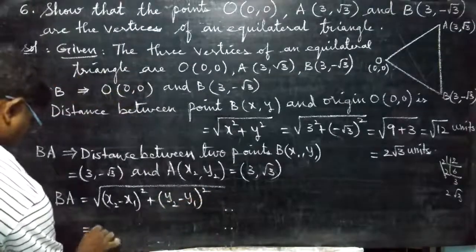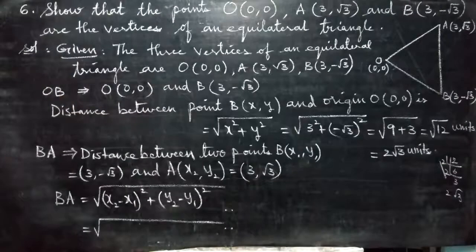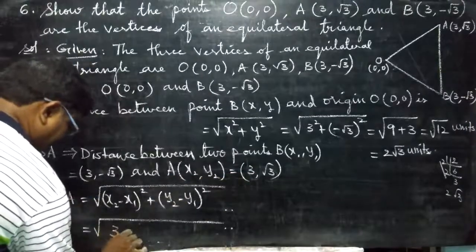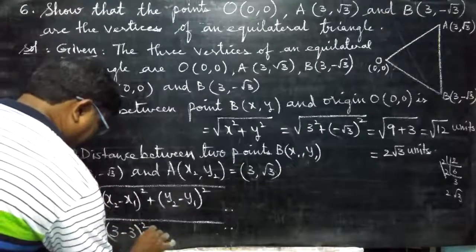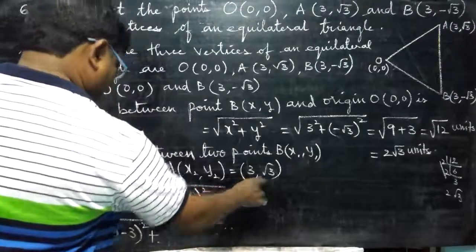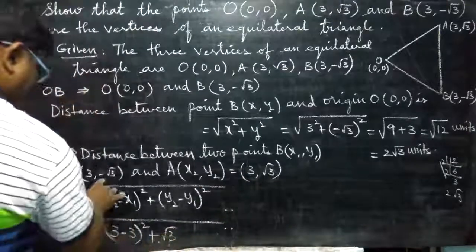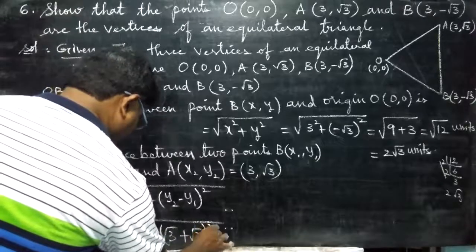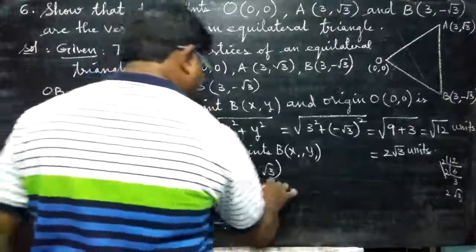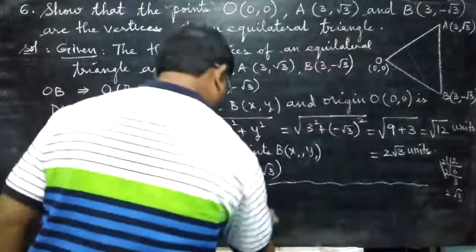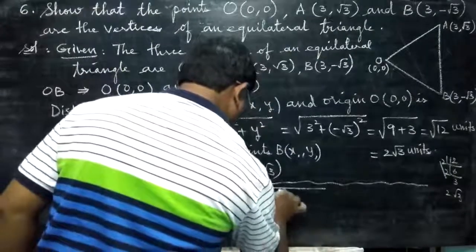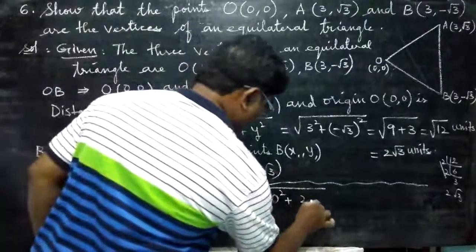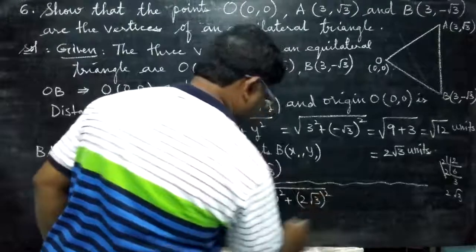Now that is equal to square root of x2, 3 minus 3, minus 3 whole square plus y2 root 3 minus into minus plus root 3 whole square. 3 minus 3 how much? 0. 0 square plus root 3 plus root 3 is 2 root 3. 2 root 3 whole square, that is equal to 0.